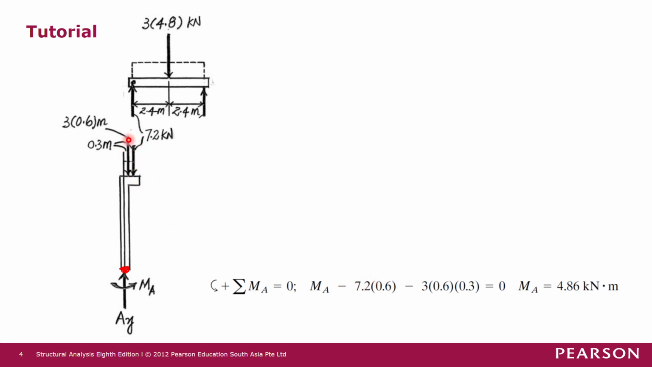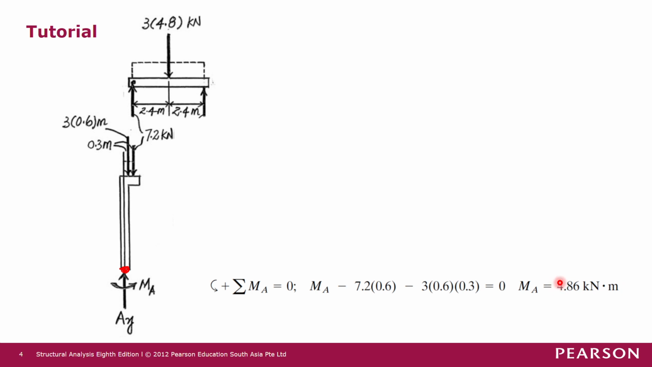And then the 1.8 kilonewton force has a moment arm of 0.3 meters, and it produces a clockwise moment about joint A as well. So clockwise moment is negative: negative 1.8 times 0.3 meters. There is no other moment or force that causes moment about joint A, so we equate this to 0. Solving for MA, we have MA equals 4.86 kilonewton meter.